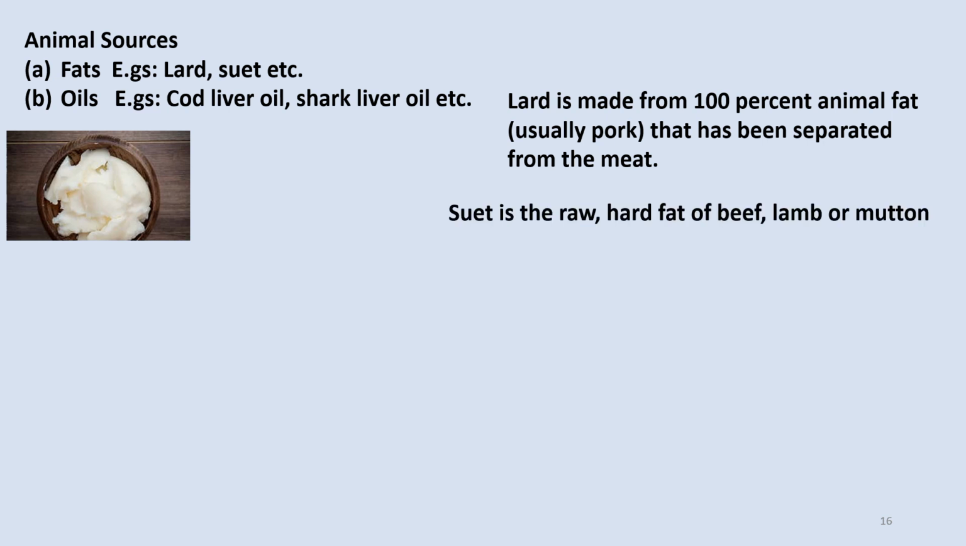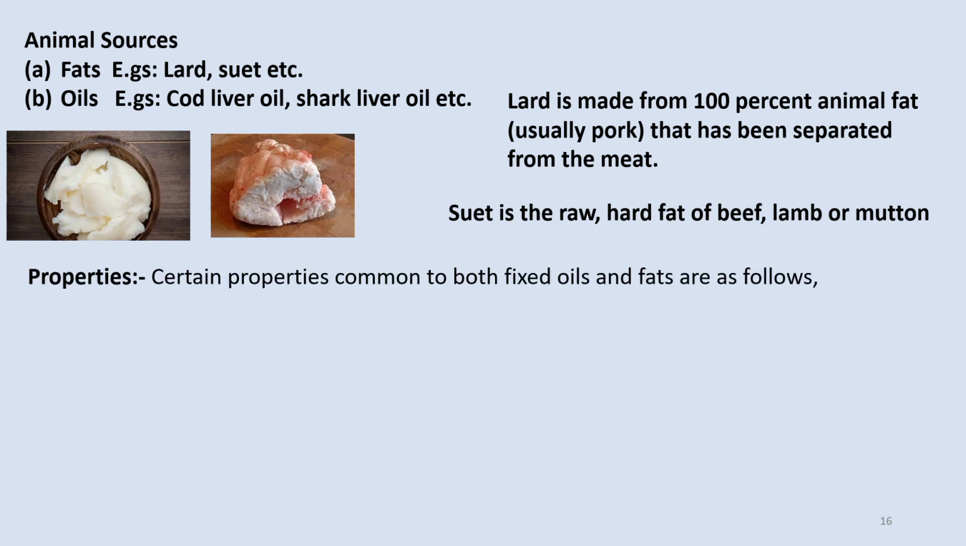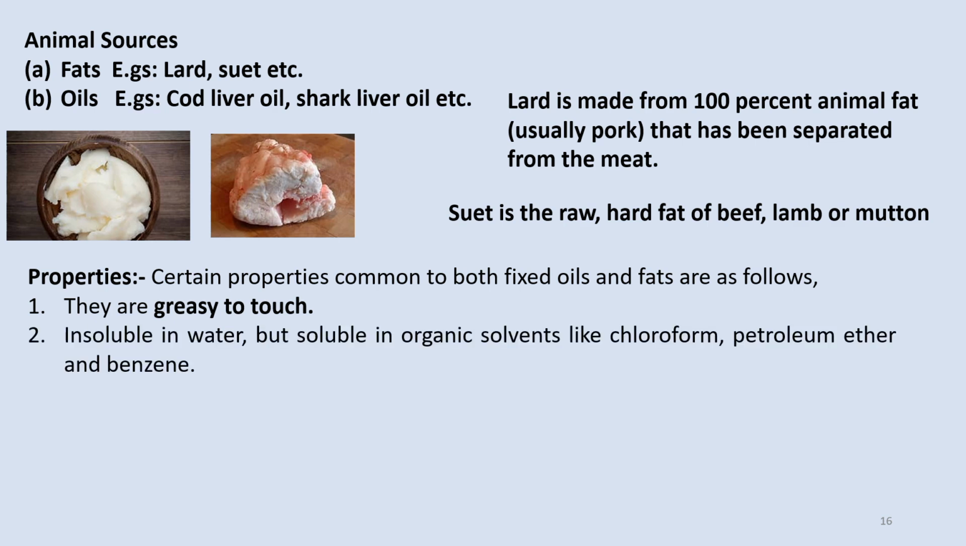Suet is a raw, hard fat of beef, lamb or mutton. You can see this is the color, a slightly yellowish outer layer, and it is the fat we can take from the meat directly. The properties common to both fixed oils and fats are as follows. They are greasy to touch. They are insoluble in water, but soluble in organic solvents like chloroform, petroleum ether, and benzene.